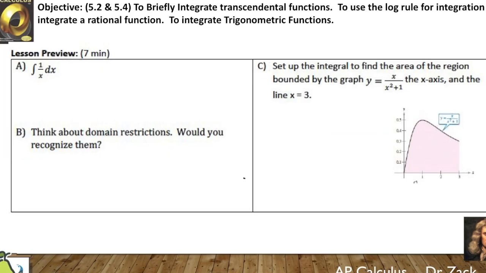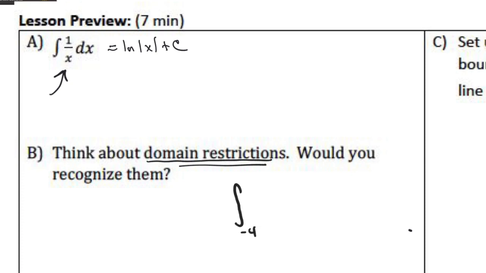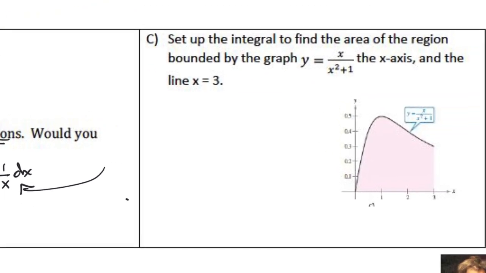For today's lesson preview, you were reminded that the antiderivative of 1 over x is the natural log of the absolute value of x plus c. Now, I want you to always think about your domain restrictions. In this problem, there is no difficulty integrating because you do not have endpoints. However, if I were to integrate from -4 to 4 of 1 over x dx, we would definitely have a domain restriction because your x value under this interval could equal 0, and that would be a problem.